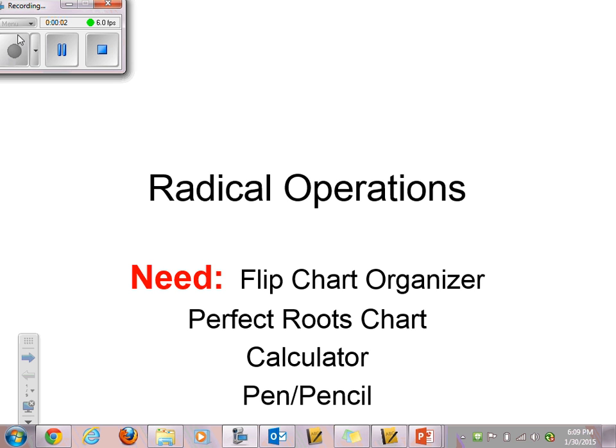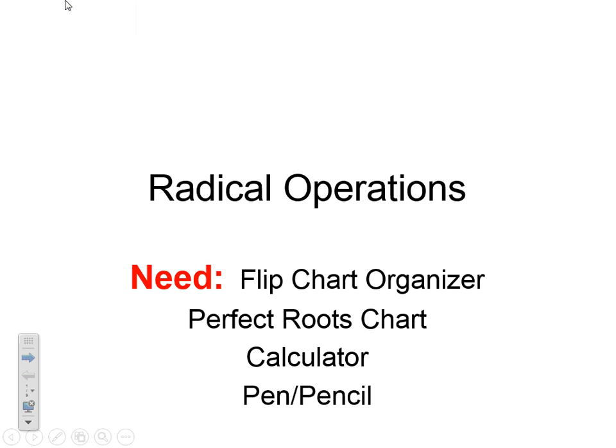Welcome, ladies and gentlemen. Today we're going to talk about radical operations. You need your flip chart that we created last week. You also need your perfect roots chart. That's going to be very important for today. A calculator and a pen and/or pencil.